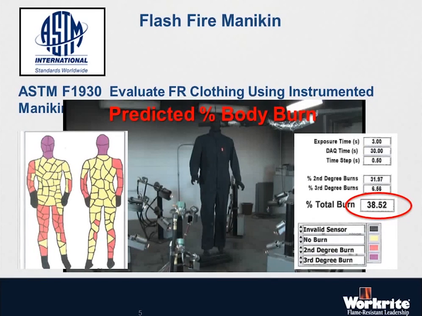It's kind of a cool test. You get live flames being burned. It gives you some kind of a predicted result. It's not necessarily going to represent what's going to happen out in the field, but it gives you some way to gauge how this particular fabric performs.